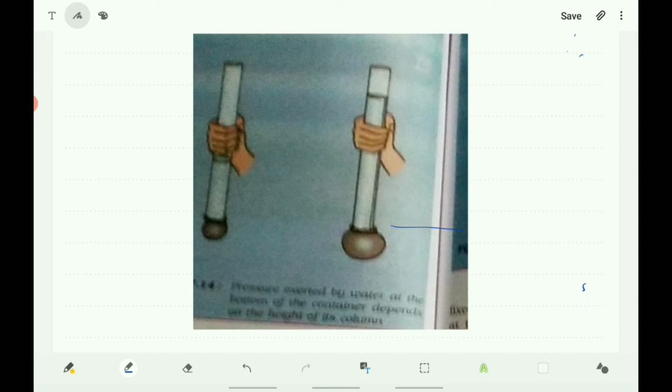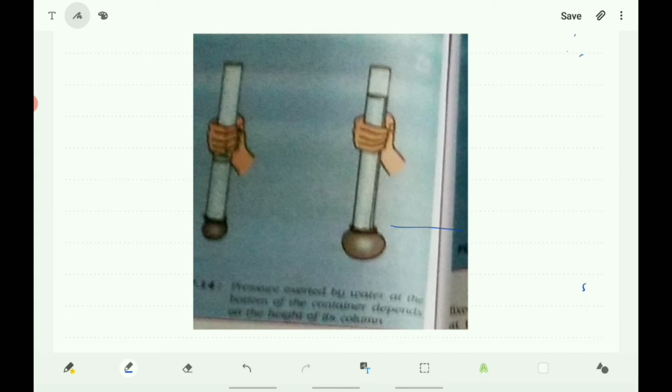Pour some more water. Observe again the bulge in the rubber sheet and the height of the water column in the pipe. Repeat this process a few more times. Can you see any relation between the amount of the bulge in the rubber sheet and the height of the water column in the pipe? And you can see that as the height of the water in the tube increases, the pressure also increases here.